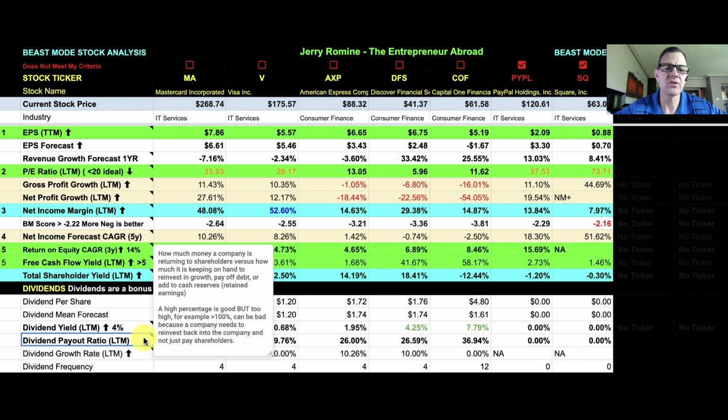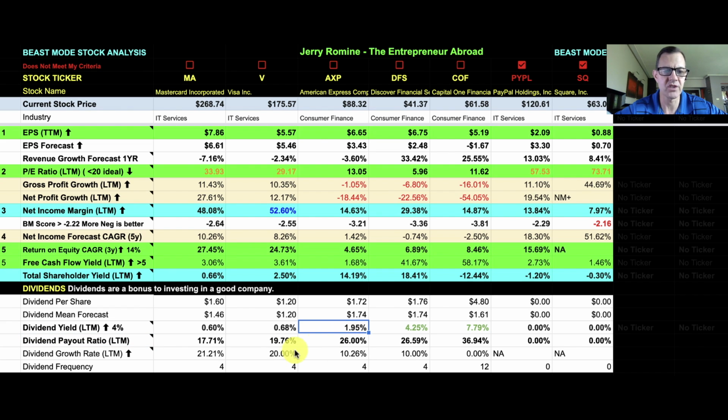A high percentage is good, but too high, for example, greater than 100%, can be bad because a company needs to reinvest back into the company and not just pay shareholders. So here we can see a lot of these dividend payout ratios at 17% on up to a high of 36%, and PayPal and Square aren't paying them yet. They most likely will over time.